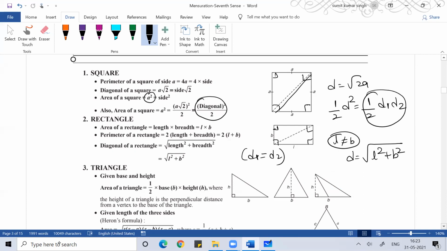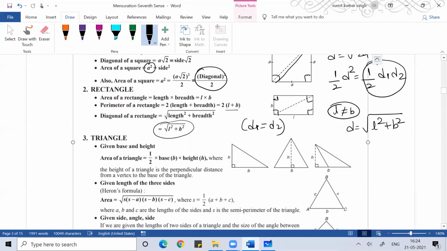Okay, so the parallelograms are of two types. A parallelogram is either a rectangle or a rhombus. So in case of rectangle, the diagonals are equal. Diagonals bisect each other. That part you can remember. Perimeter of rectangle is 2 into (L plus B). Diagonal part I already explained to you.